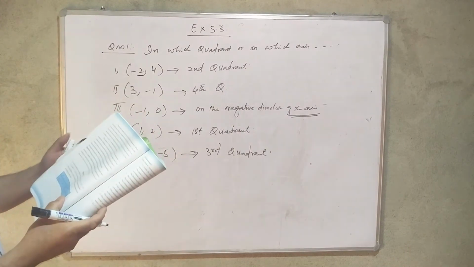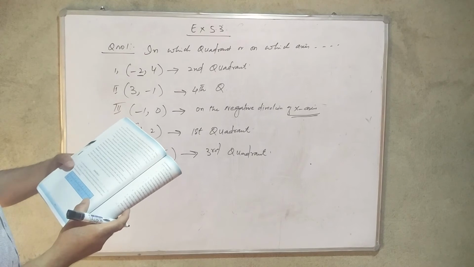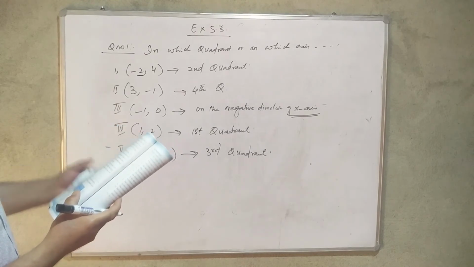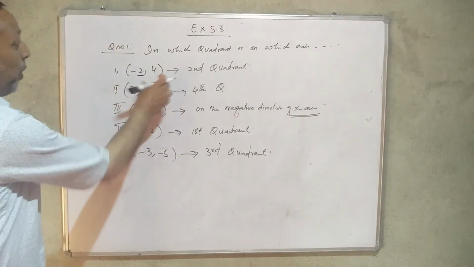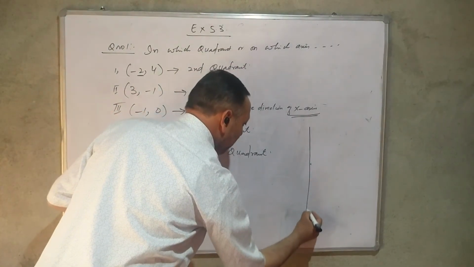Question number 2. Now, the question also says, verify the answers by locating them on the Cartesian plane. Now, draw these points on the Cartesian plane. So, let us draw a Cartesian plane here.